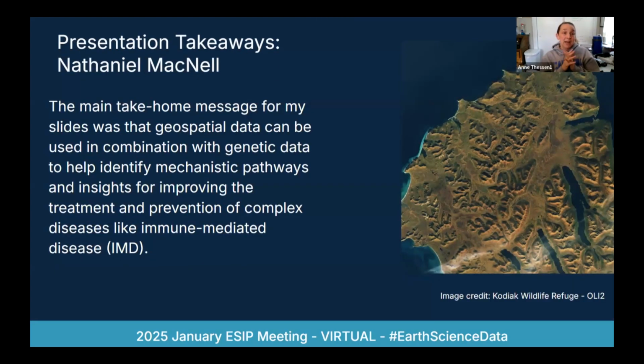Nathaniel McNell's takeaways: the main take-home message was that geospatial data can be used in combination with genetic data to help identify mechanistic pathways and insights for improving the treatment and prevention of complex diseases like immune-mediated diseases. So that was basically what they were going to say.